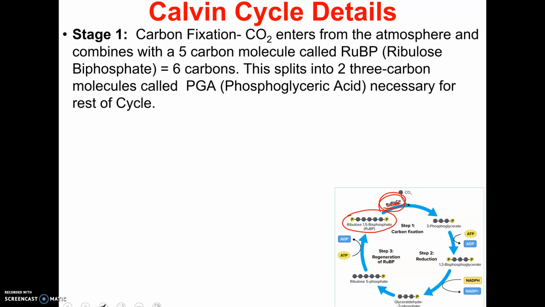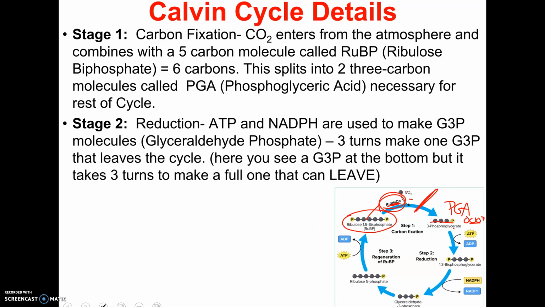This enzyme is what's going to hook this carbon dioxide in. It's going to turn into a 6-carbon compound, which is very unstable, and that splits into 2 3-carbon compounds. So it's going to go from 5 to 6 to 3, and the carbon from carbon dioxide is coming in. And this is called PGA. So that's our first step.